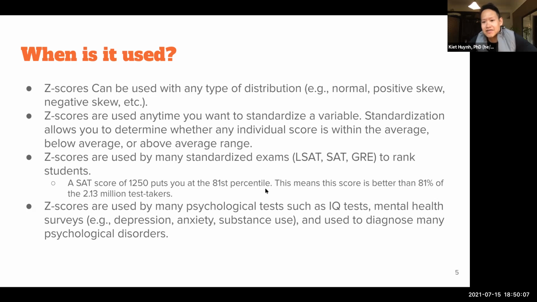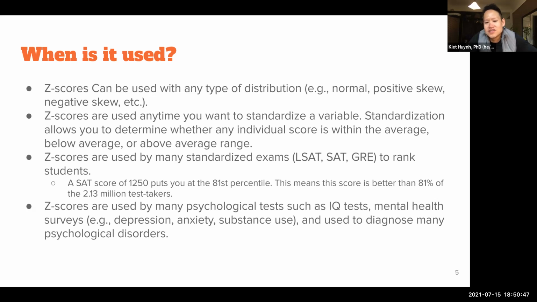How did they figure that out? How do they know that 1250 equates to the 81st percentile? The way they do that is by taking all the students' scores. There's 2.13 million test takers from last year, and they took all their scores, converted them to z-scores, and then converted the z-scores to percentile ranks. And we'll learn how to do that today. Z-scores are also used by many psychological tests, such as IQ tests, mental health surveys like depression, anxiety, substance use. It's also used to diagnose many psychological disorders as well.